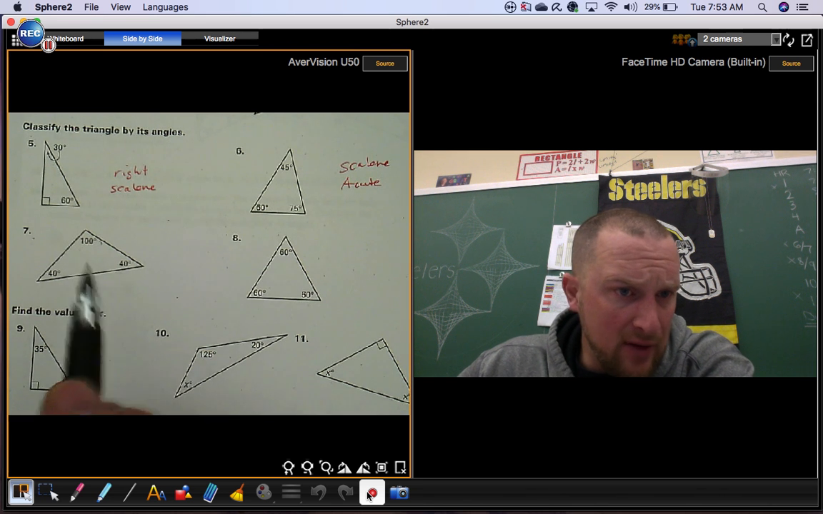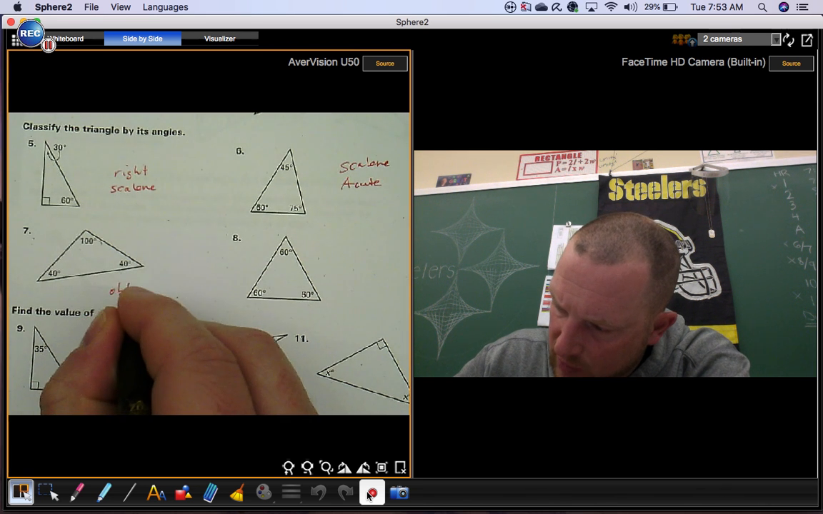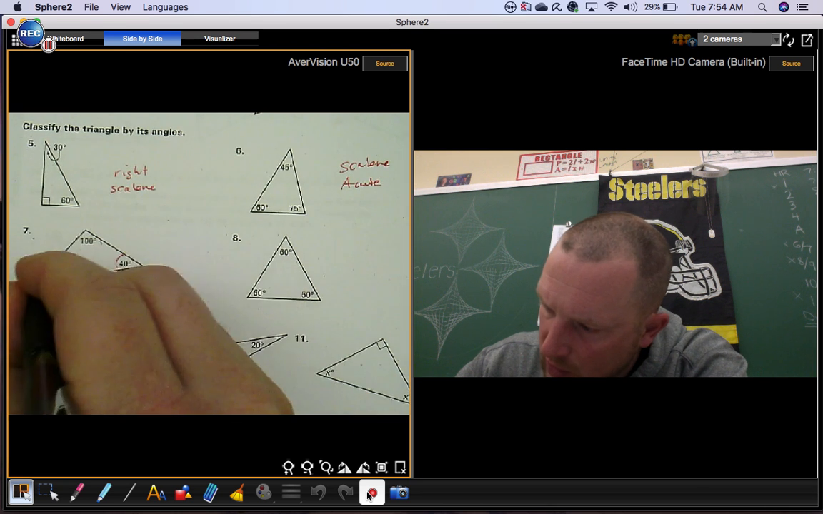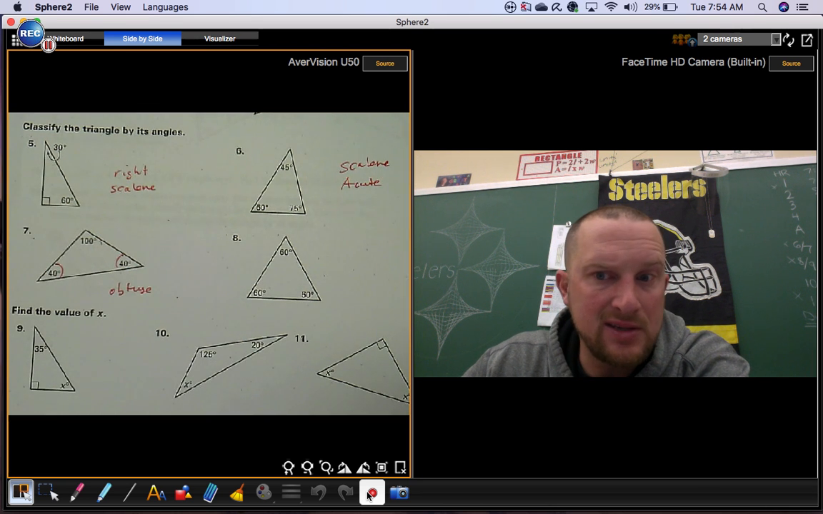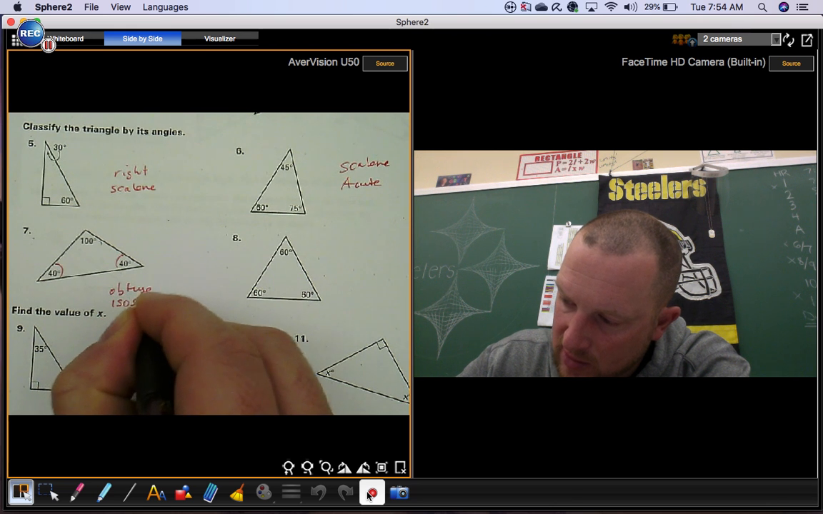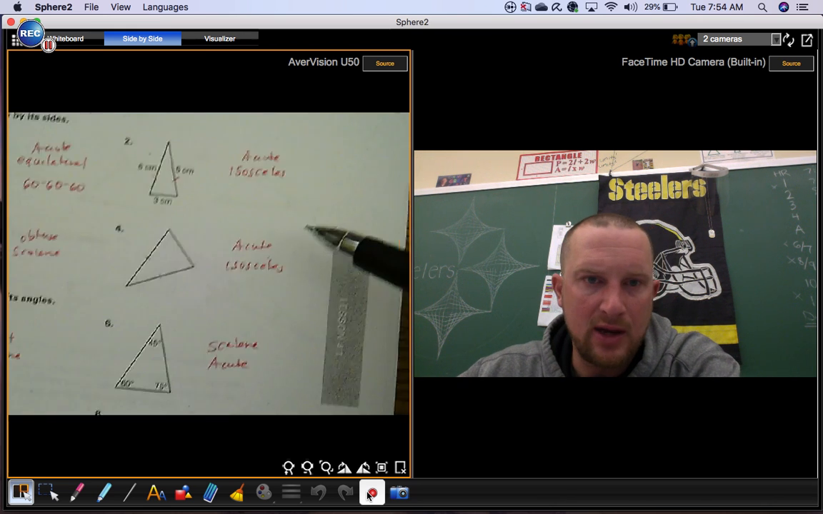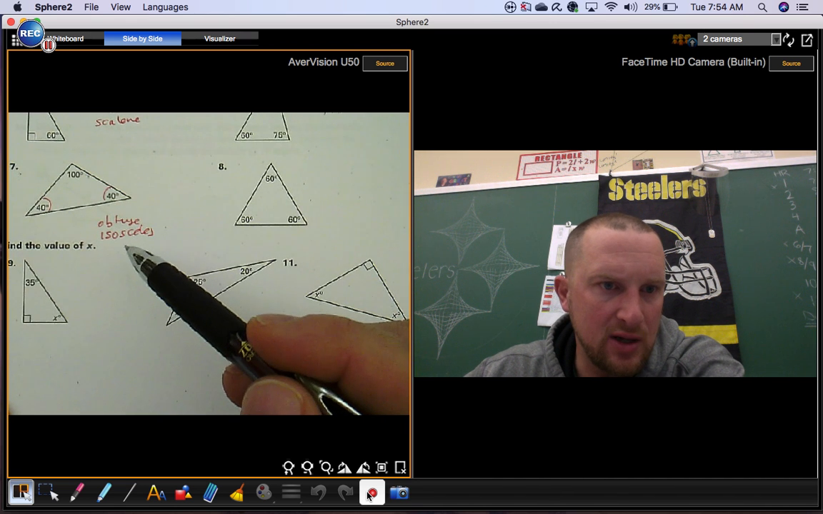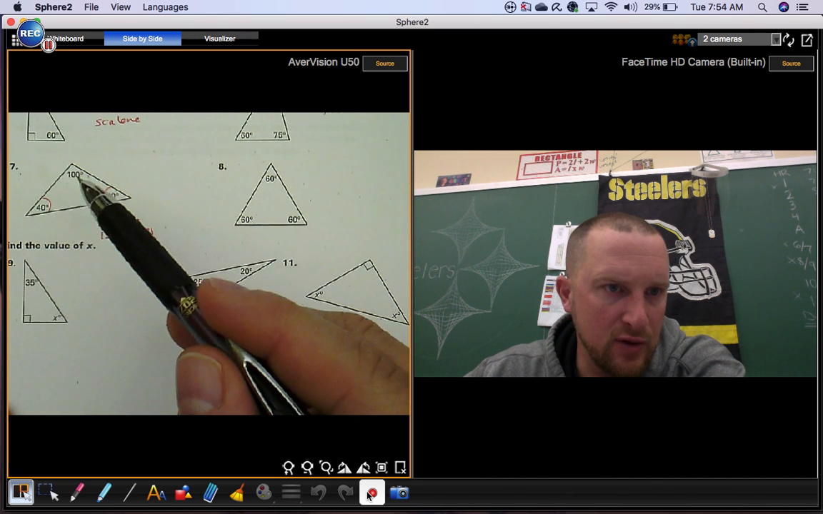Number 7, we have an obtuse angle. So this is definitely an obtuse triangle. And that's all they wanted you to do. But also notice how two of these angles that are acute are the same. So that makes this obtuse isosceles. So remember how we had acute isosceles examples up here? You can also have an obtuse isosceles. That's when your vertex angle is obtuse.